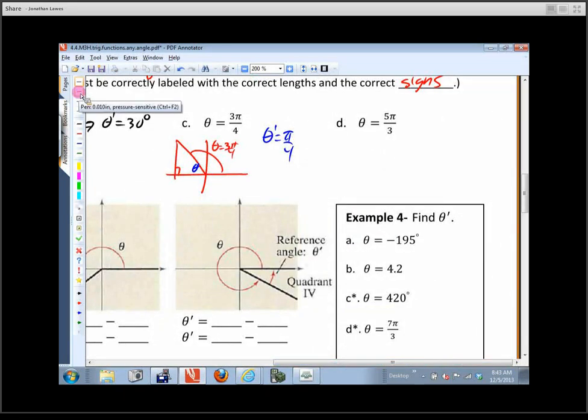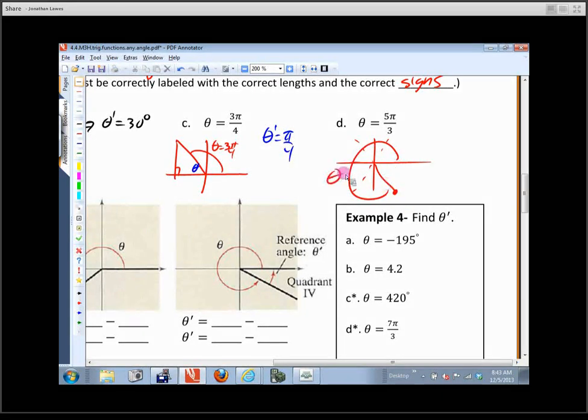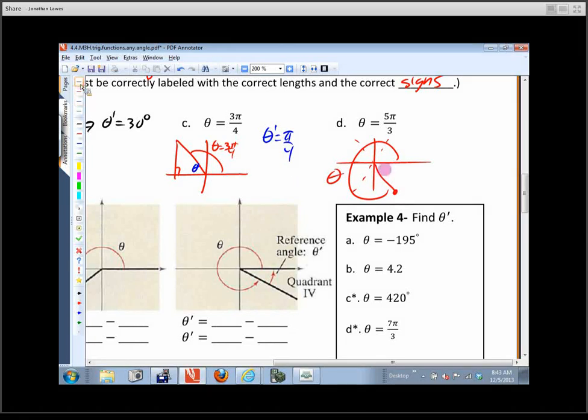And let's do 5 pi thirds. There's a third of pi, there's 2/3 of pi, there's 3/3 of pi, there's 4/3 of pi, 5 pi thirds right here. So there's theta, and we want theta prime. We want to know how big that angle is right there. If I've used 5 pi thirds, what's left for this one right here? It'd be pi thirds, right? Any questions there?